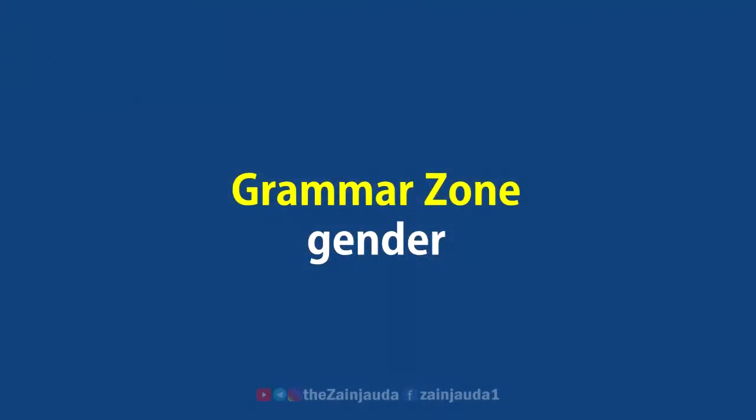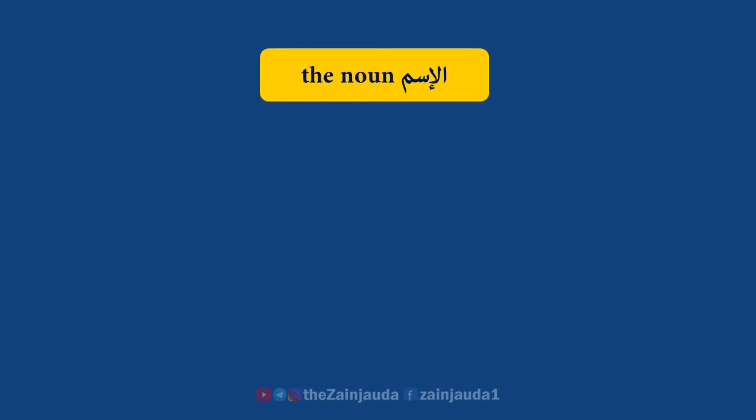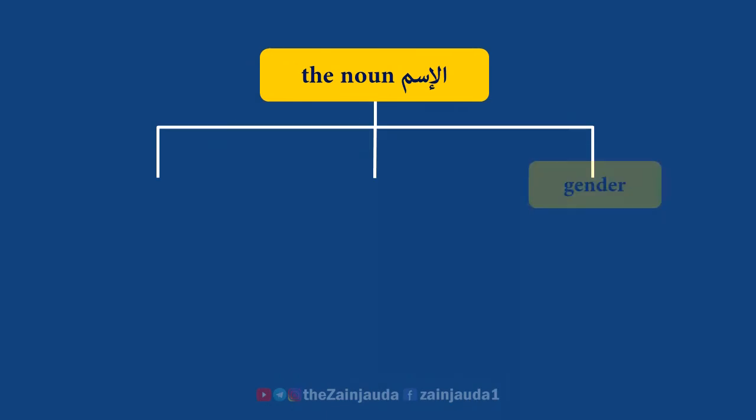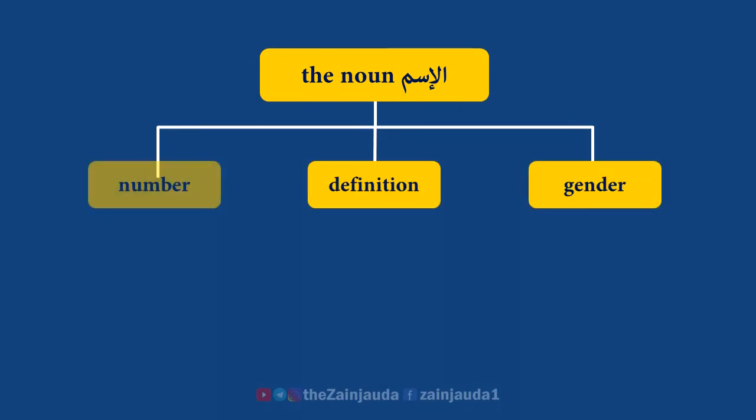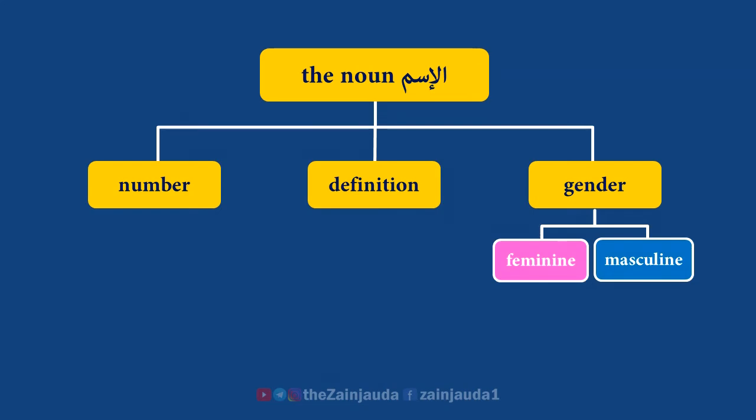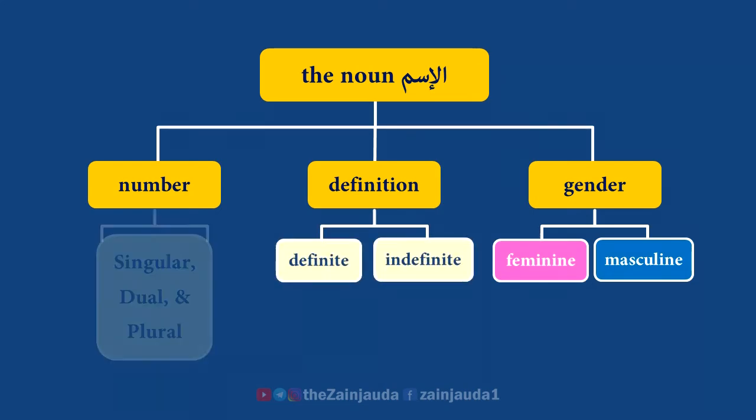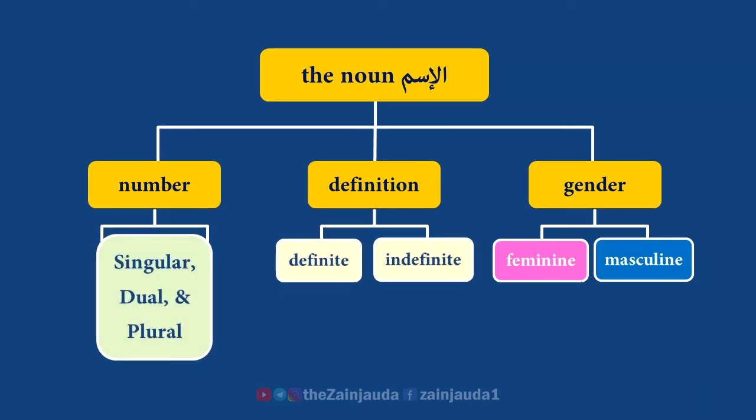Now let's move to the grammar zone. Our first grammar point for today will be about gender. Nouns in Arabic are characterized by 3 points: gender, definition, and number. So each noun is either masculine or feminine, definite or indefinite, and can be singular, dual, or plural. Notice that in addition to the singular and plural numbers found in English, Arabic also has dual number.